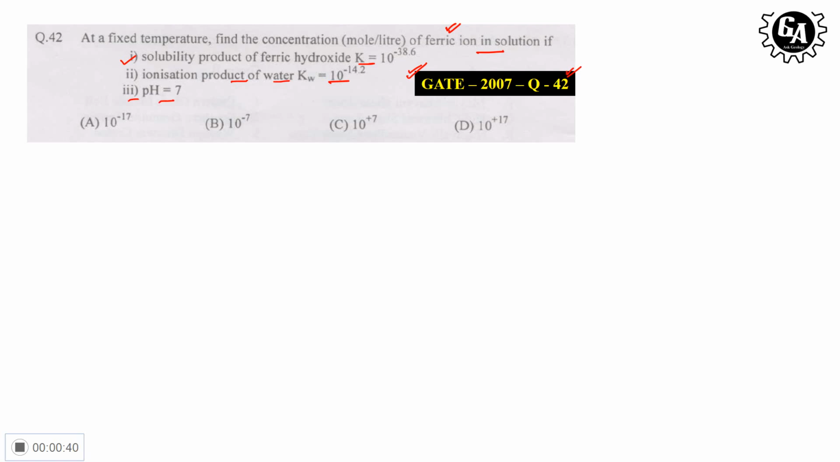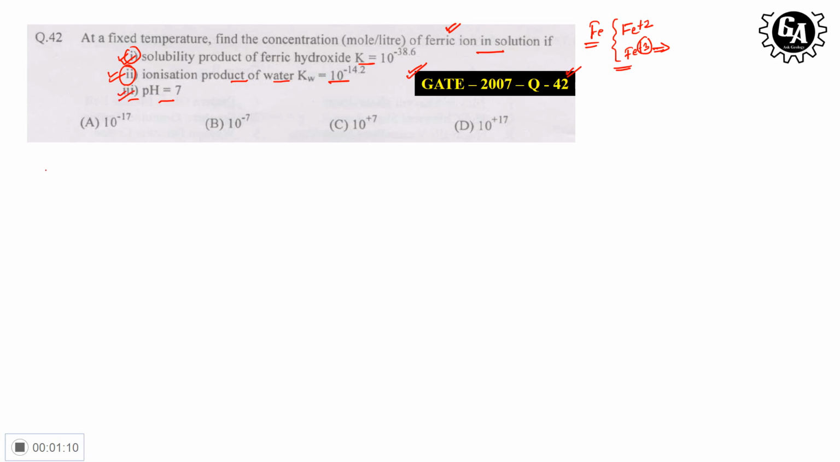Here one thing we have to mark is that this is ferric ion. Iron can be present as both ferrous, Fe+2, and ferric, Fe+3. Ferric is the higher one, +3, the higher number. So the solubility product of ferric hydroxide is given, then the ionization product of water is also given, then pH is also given.